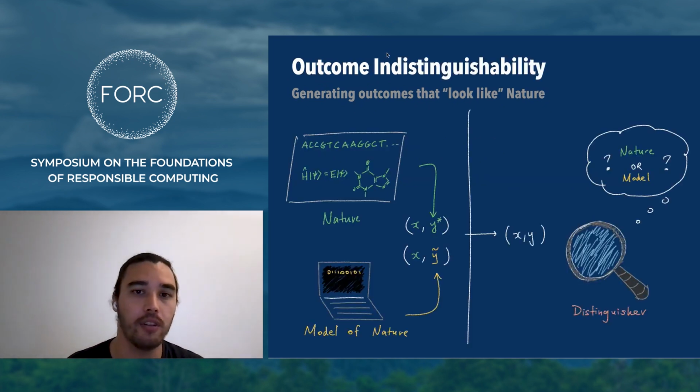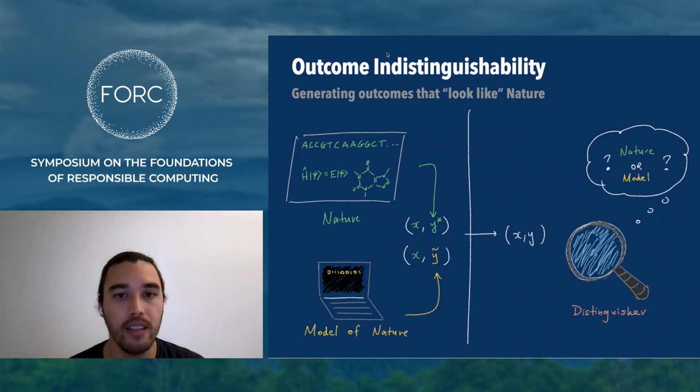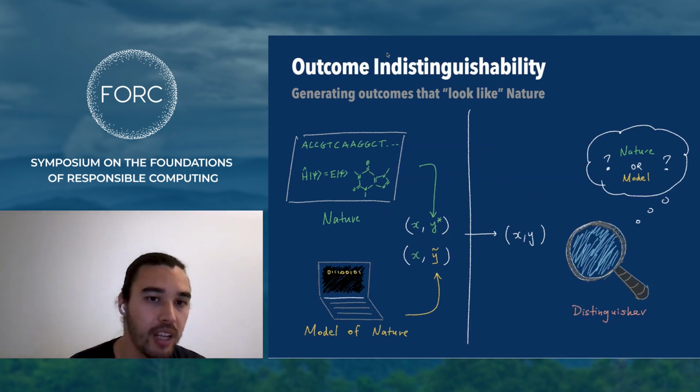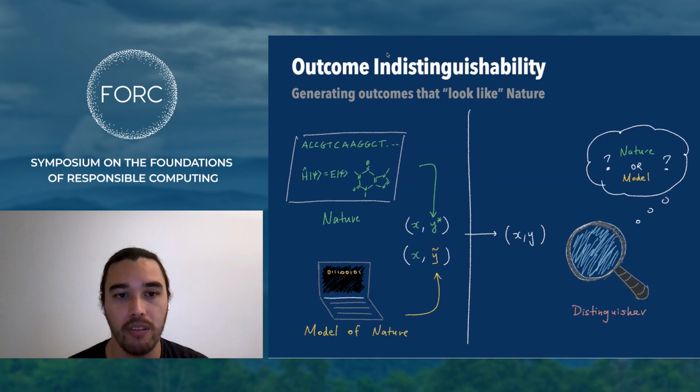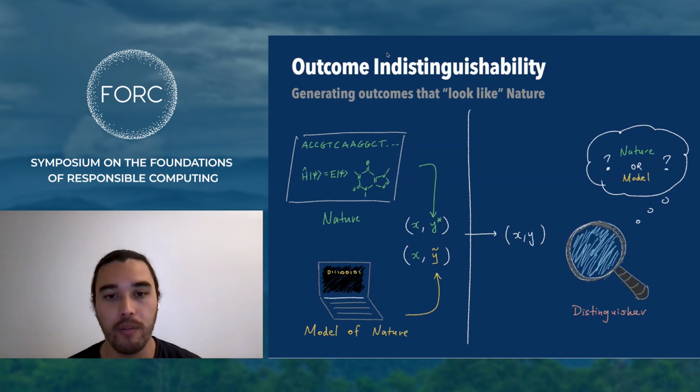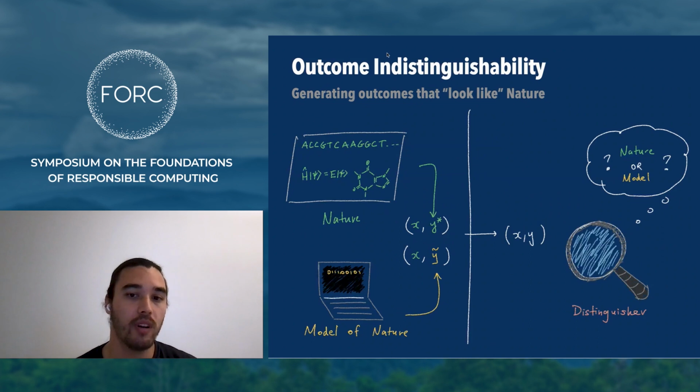To understand this goal, consider the following challenge. On the left, we'll take an individual outcome sample, either from nature or from our model of nature. Then we'll pass this sample to a distinguisher. The distinguisher's job is to guess whether the individual outcome pair came from nature or from the model of nature. Our goal will be to develop a model where the distinguisher can't succeed much better than random guessing.